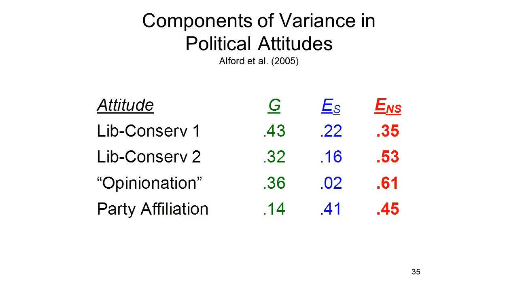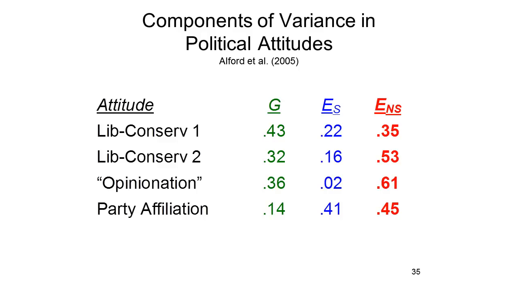Between the time of the Civil War and the 1950s, the dominant political party in Virginia, part of the Old South, was Democratic. Beginning in the 1950s with the rise of the Civil Rights Movement, and especially with President Nixon's Southern strategy, the party affiliation of Southerners quickly moved from predominantly Democratic to predominantly Republican. That's probably why the shared environment is as important as it is, in the case of party affiliation, compared to liberalism, conservatism, or opinionation. But even with party affiliation, the role of the non-shared environment is substantial.